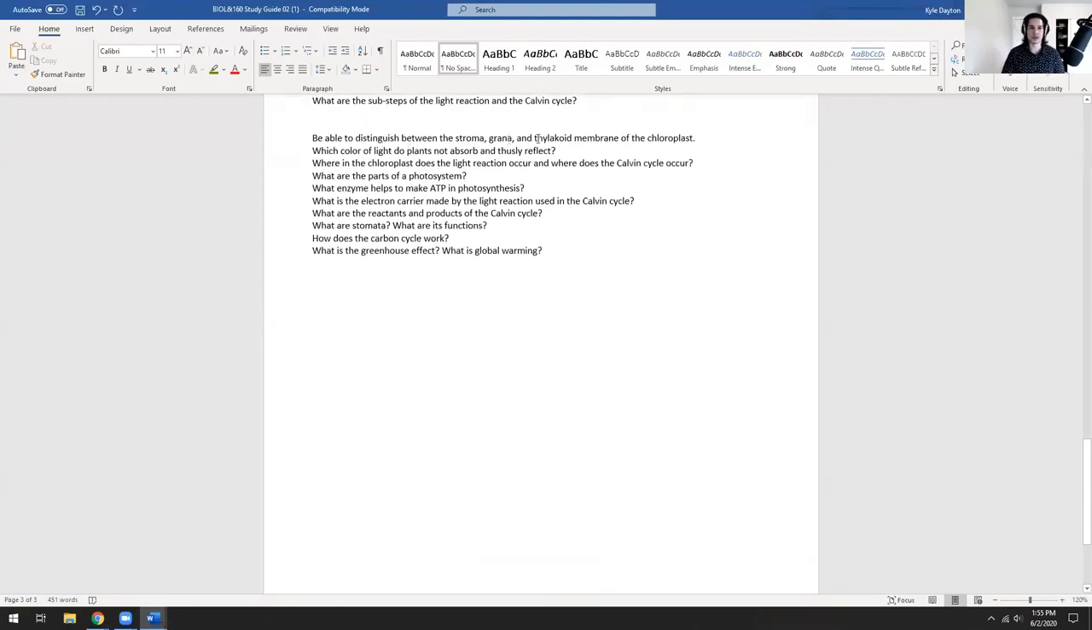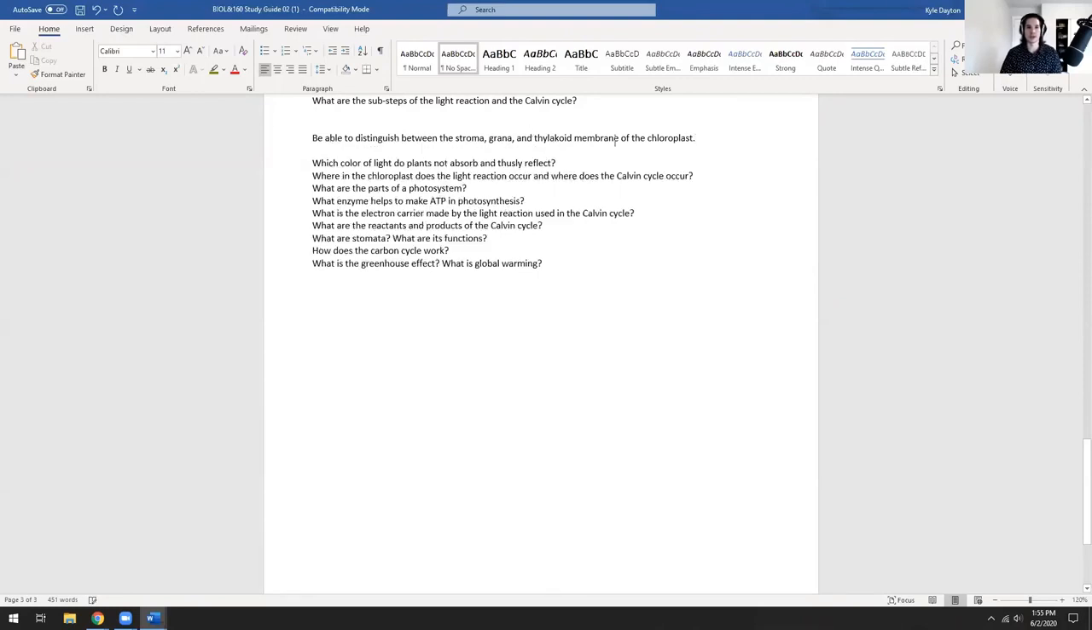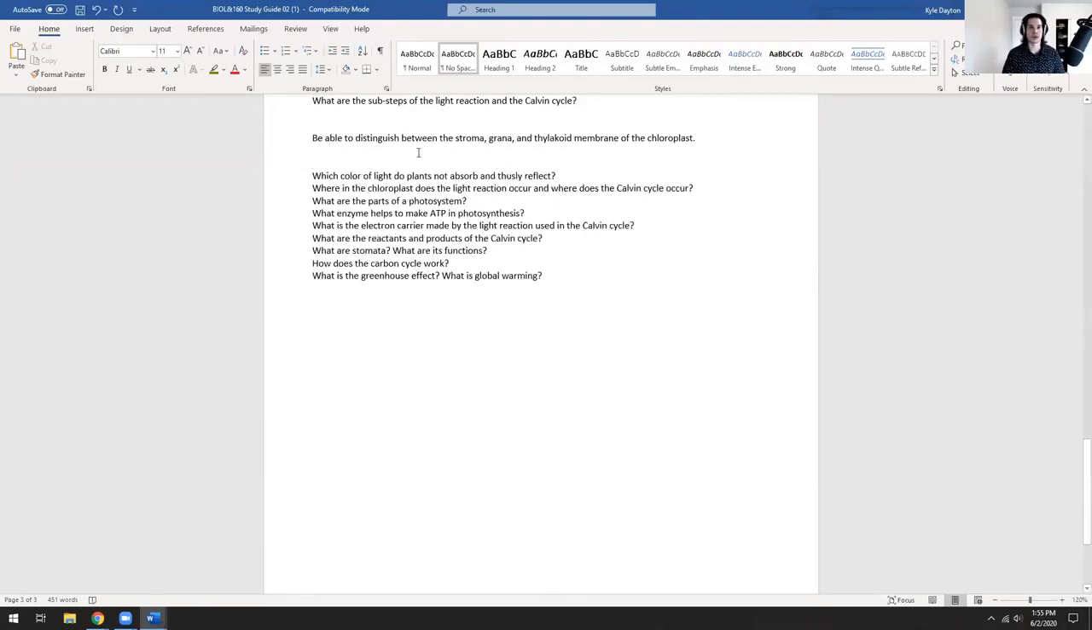Distinguish between the stroma, grana, and thylakoid membrane of the chloroplast. So the stroma, that's going to be the juice within the chloroplast. The grana, those are going to be the stack of pancakes. The thylakoid membrane, that's going to be the membrane of every pancake within that stack. And then the chloroplast is going to be the organelle itself.